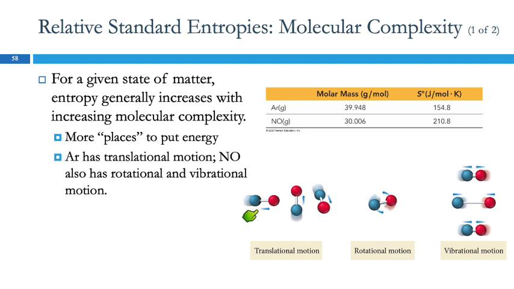NO also has translational motion. It can move through space, but it can also rotate. These things can kind of spin, and we can have vibrational motion. That bond can stretch and contract, kind of like a little rubber band. And so this has more places to put the energy, so the entropy is greater for NO than Ar. Here we're keeping the state the same and the molar mass very close to the same.